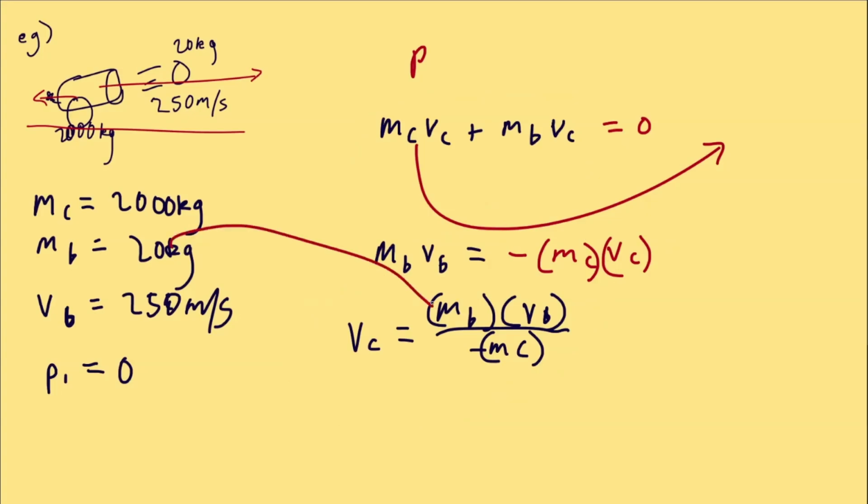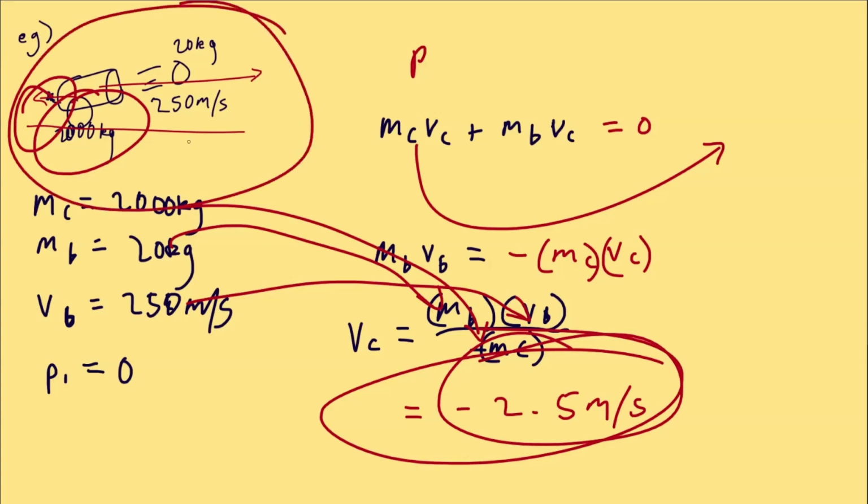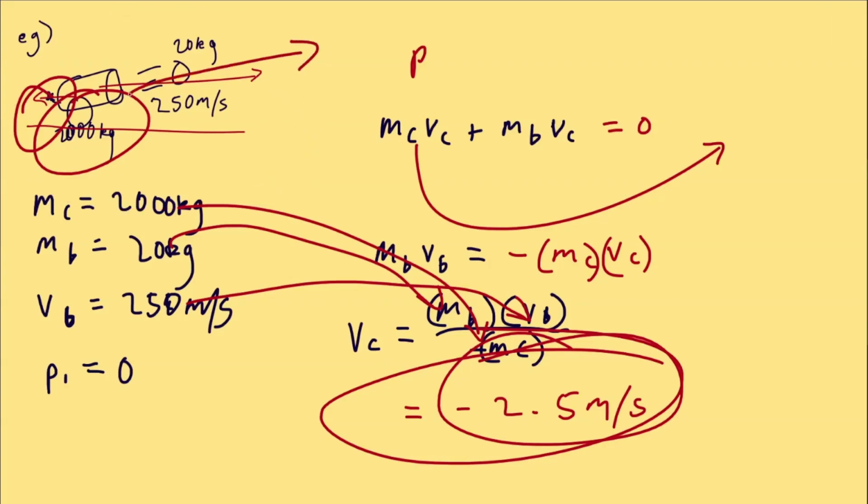Plug in our values because we know everything here, right? Then you get the answer as negative 2.5 meters per second for the recoil speed after firing the cannonball. This is a small amount, but remember that the cannon is 2,000 kilos. And it has recoil speed because momentum needs to stay balanced. It can't just fire the ball and stay completely still.